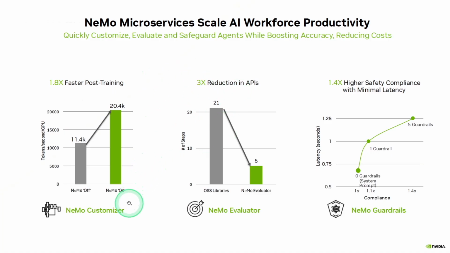Here are some stats in regards to NeMo Customizer: 1.8 times faster post-training, the NeMo Evaluator, 3 times reduction in APIs, NeMo Guardrails, 1.4 times higher safety compliance with minimal latency. So in this tutorial, we'll be focusing on fine-tuning the model.